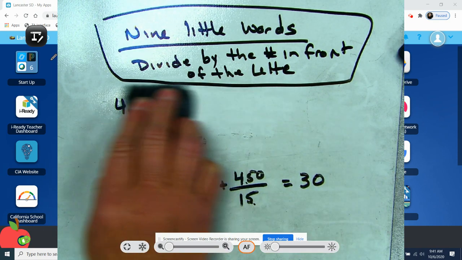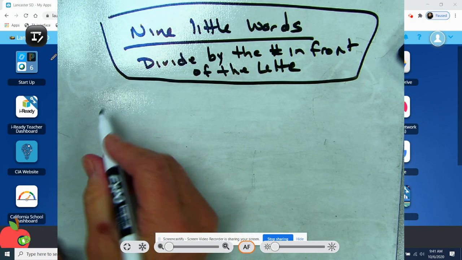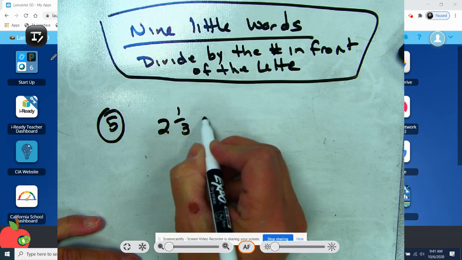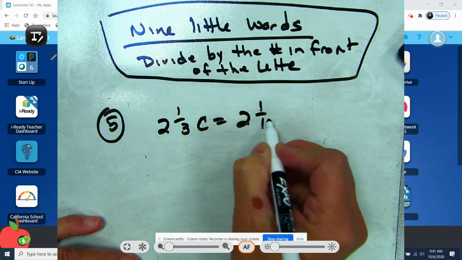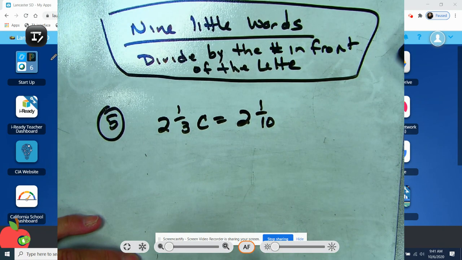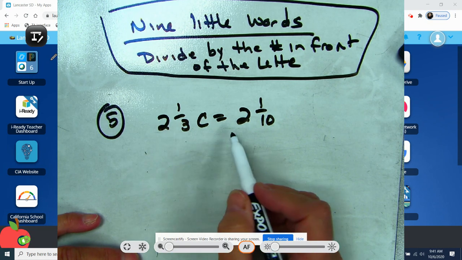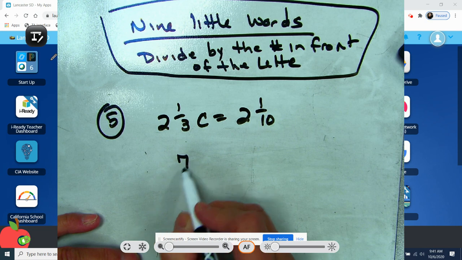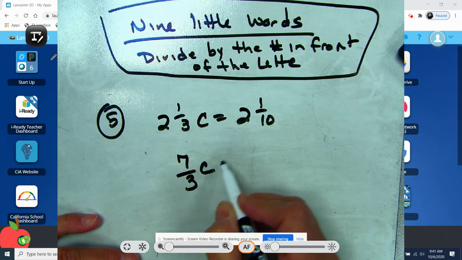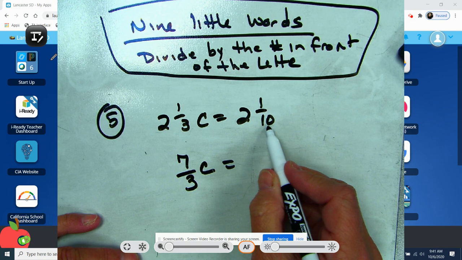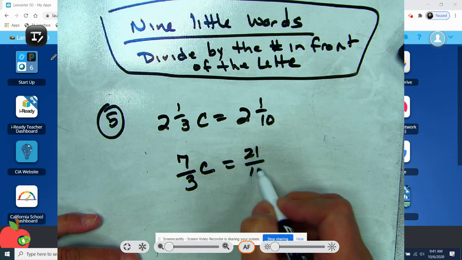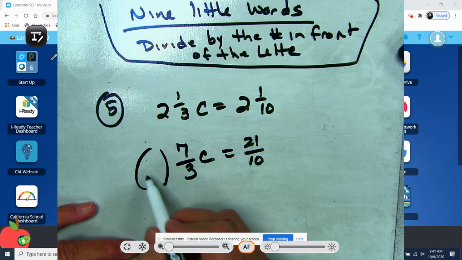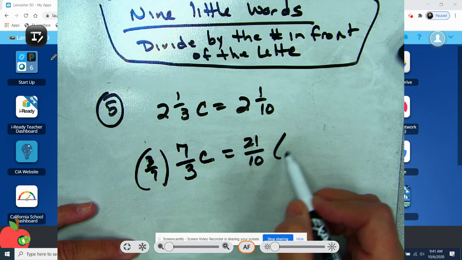Moving on. Number 5. I know I'm going quick, but that's because you're supposed to have done these. 2 1/3 c equals 2 1/10. To do this problem, we're going to have to make improper fractions. So 2 times 3 is 6, plus 1 is 7. So this is 7/3 c. 2 times 10 is 20, plus 1 is 21, and your denominator is 10. The multiplicative inverse is 3/7.